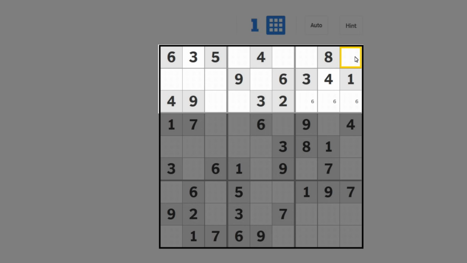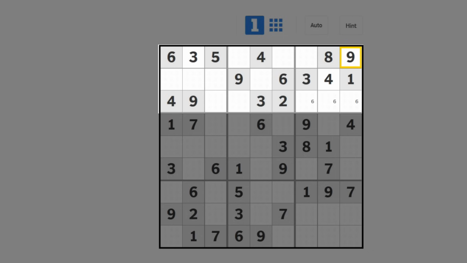It can go in this cell, or it could go in this cell, but if we look down here, we see there's already a number 9 in this column. So the only place the number 9 can go is in this cell. So let me change this to fill mode and put the number 9 in this cell. Okay, so now we've gone through the numbers 1 through 9.